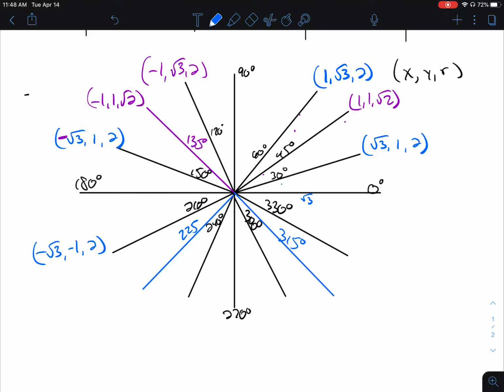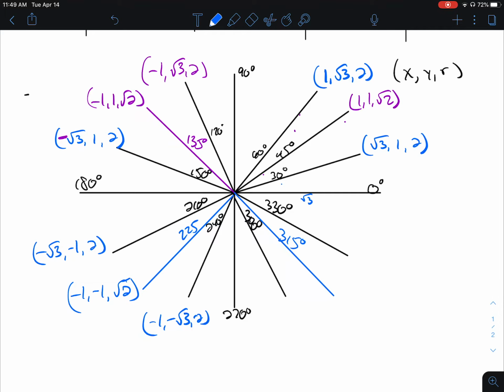R is always positive. This 45 degree reference angle is going to be the same reference angle here. So I'm going to use this ordered triple, but x and y are both negative in quadrant 3. If I take this reference angle of 60, I get this ordered triple. It's going to be the same here because the reference angle is 60. Only x and y are negative in quadrant 3.